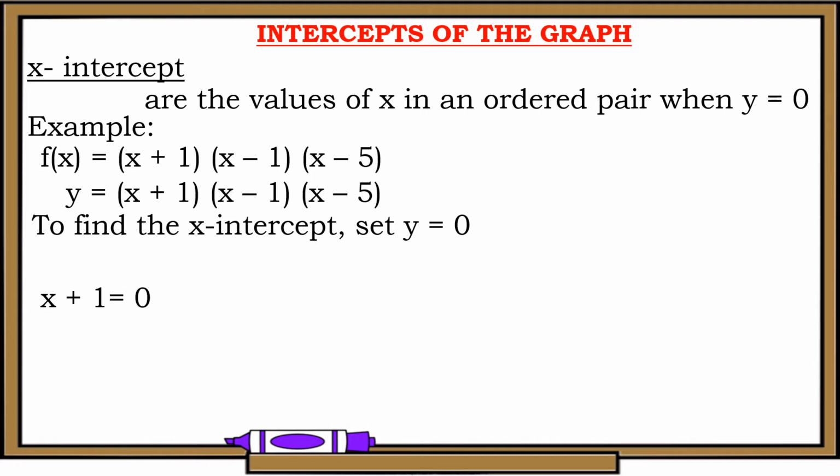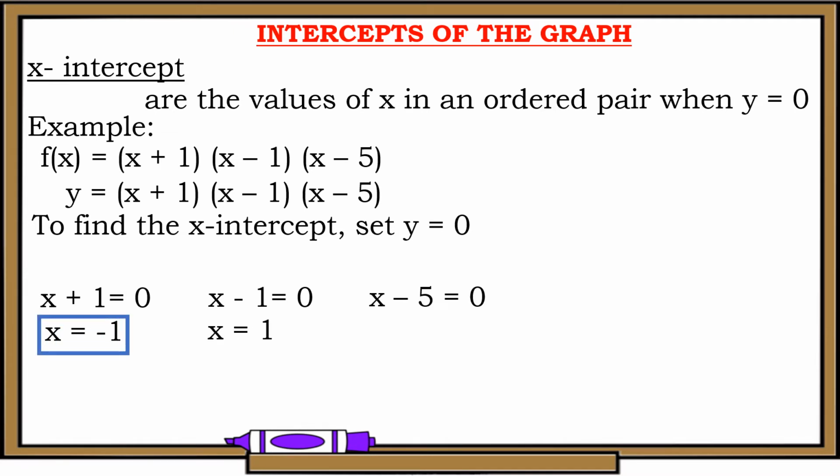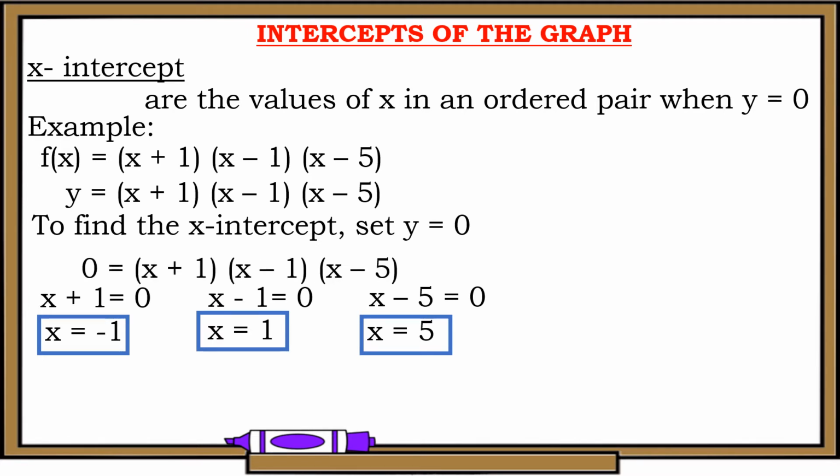Kaya magiging x plus 1 is equals to 0. X minus 1 is equals to 0. X minus 5 is equals to 0. Therefore, the value of x here is negative 1. Dito, ang x niya ay positive 1. So, sa x minus 5, ang x niya ay 5. So, pag sinulat mo siya sa ordered pair, that is negative 1, 0; 1, 0; 5, 0. Yan yung ordered pair niya.